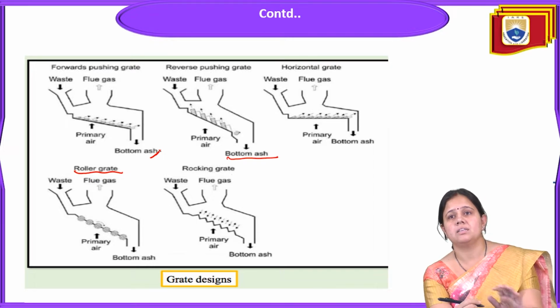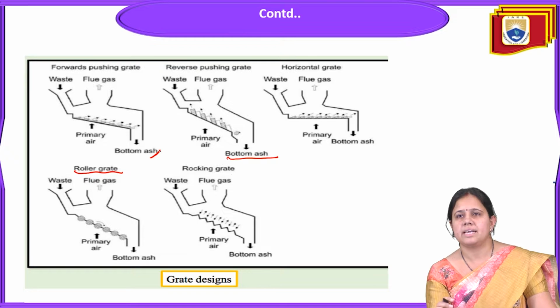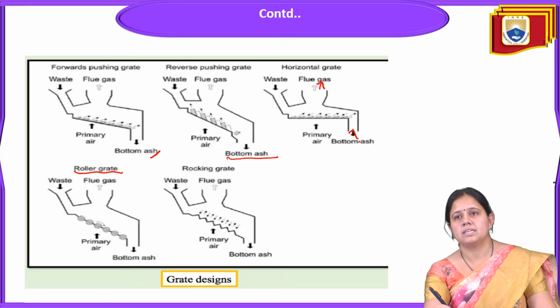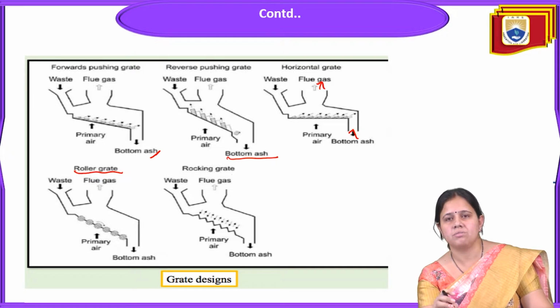In the rocking grate, what happens? There is reverse pushing of the grates, waste will enter and flue gas will come. Next is the horizontal grate. In the horizontal grate, again waste will enter, flue gas will go out, and the bottom ash will be collected at the bottom. So these are the different types of grate design.